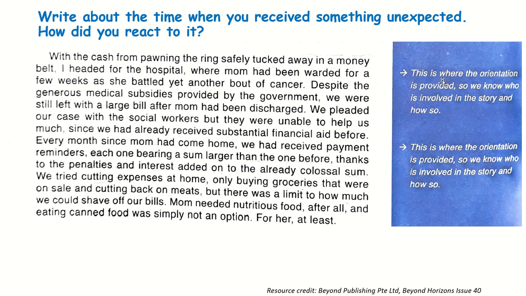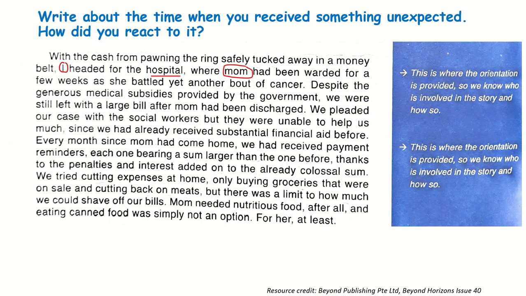So in this paragraph, you can see where the orientation is provided. So you know who is involved in the story and how. So who is involved in the story? Of course, you have I, and you have Mom, being the story. And how, this means the ways. So where did she go? She went to the hospital.